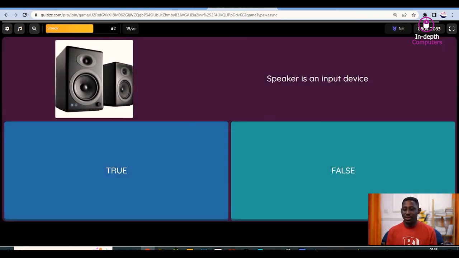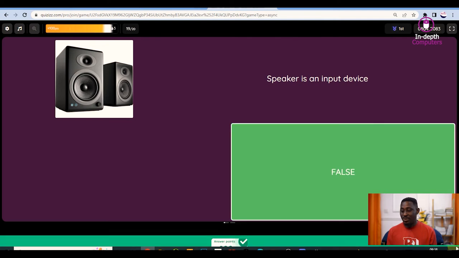Two more questions to go. Speaker is an output device. Is it an input device? No, false. Speaker is an output device.